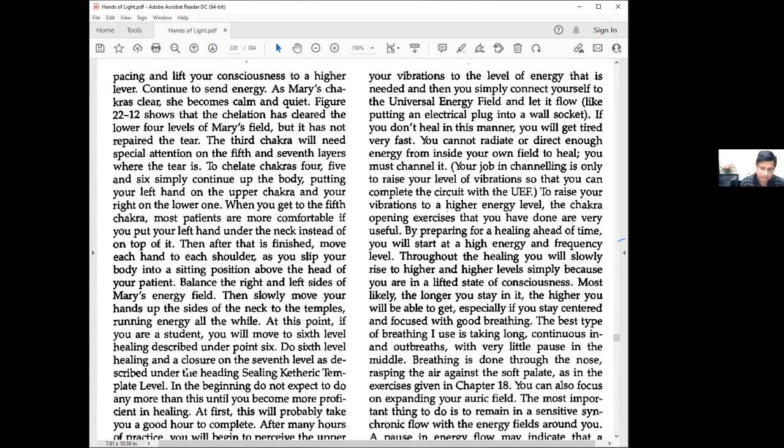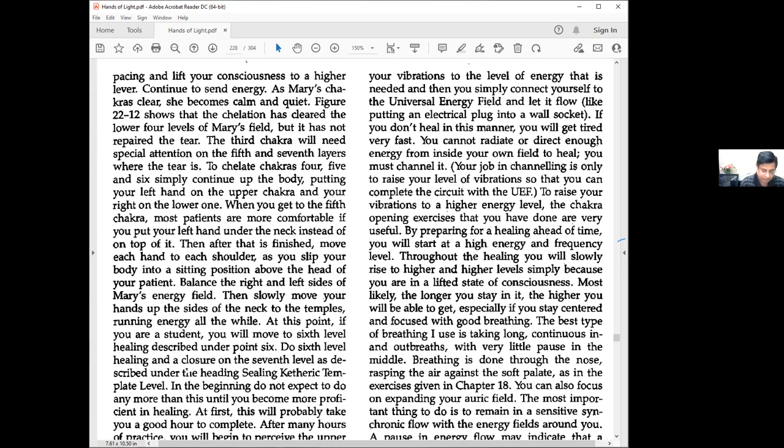Continue to send energy. As Mary's chakras clear, she becomes calm and quiet. Figure 22-12 shows the chelation has cleared the lower four levels of Mary's field, but it has not repaired the tear. The third chakra will need special attention on the fifth and seventh layers where the tear is. To chelate chakras 4, 5 and 6, simply continue up the body, putting your left hand on the upper chakra and your right on the lower one.